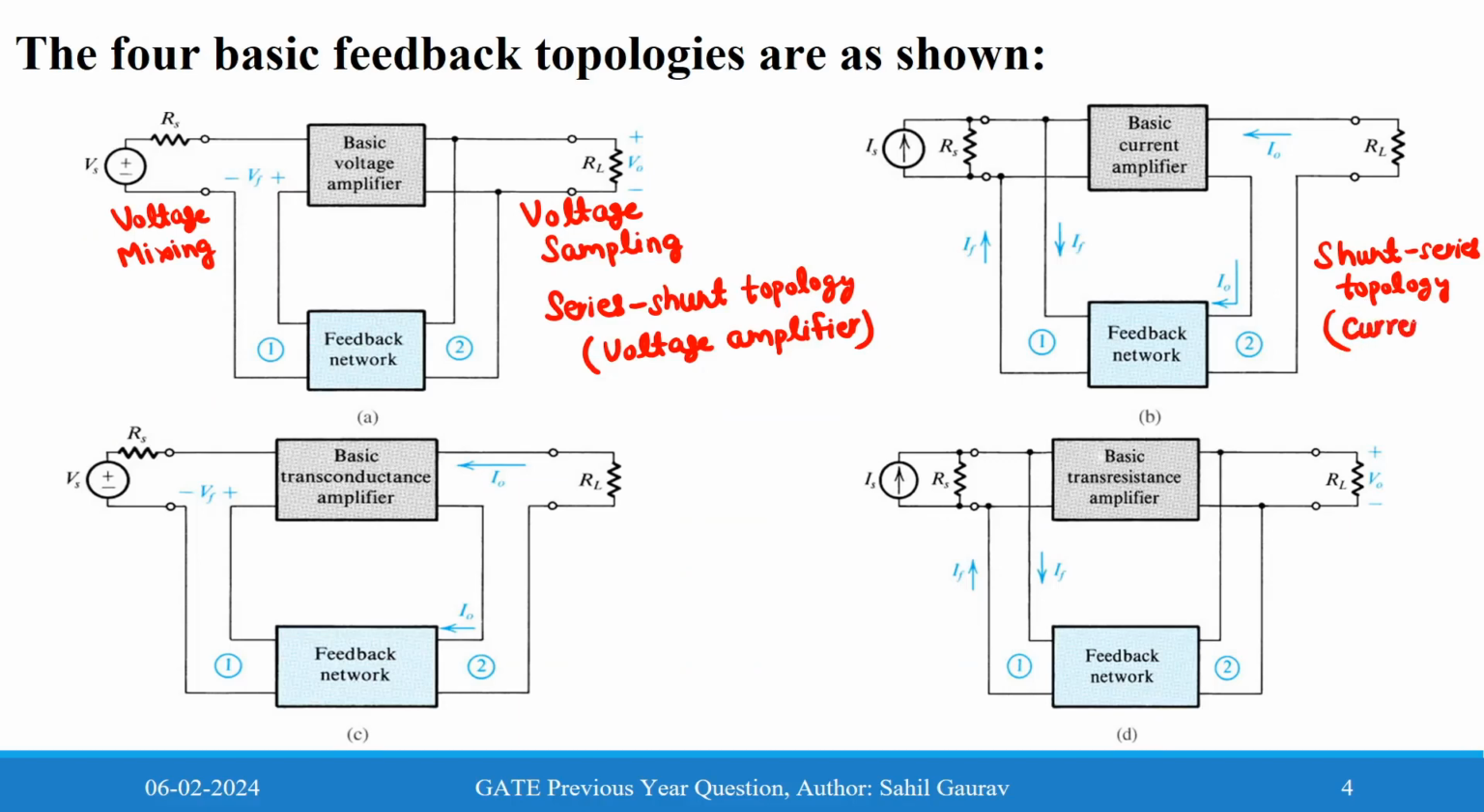This is called as current amplifier because on both sides we are playing with current. We are doing the current sampling and current mixing. Current sampling at the output and current mixing at the input. And this is shunt topology.